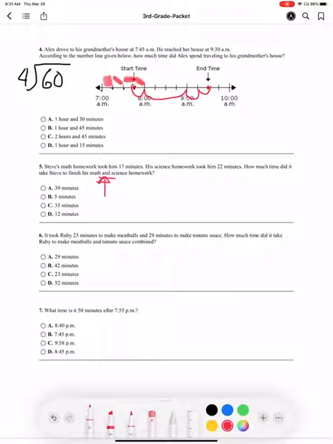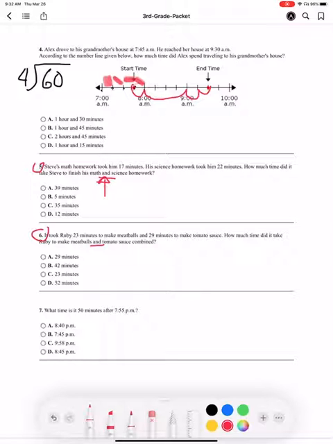It took Ruby 23 minutes to make meatballs and 29 minutes to make tomato sauce. How much time did it take Ruby to make meatballs and tomato sauce combined? Guys, 5 and 6 are the same type of problem. Same formula for both of them.